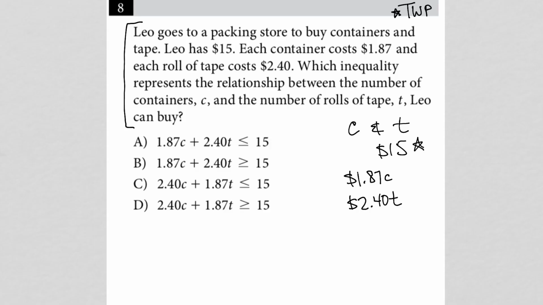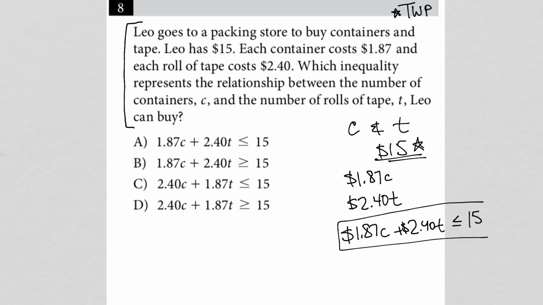So if he's buying containers, he's spending $1.87 per container, plus he's buying rolls of tape, so $2.40 times the number of rolls of tape. And then this has to be less than or equal to 15. Right? Because it cannot be greater than 15 because he only has $15. So this must be my equation here, or my inequality, I should say.